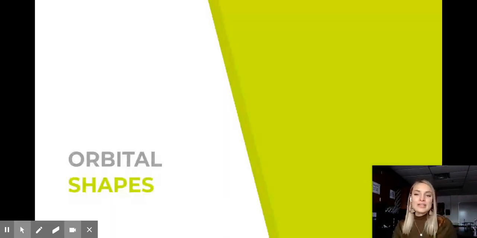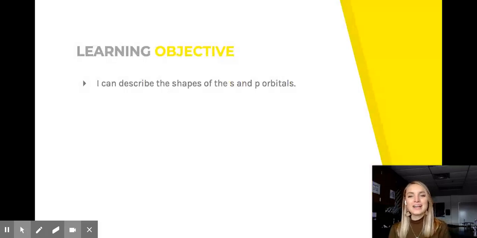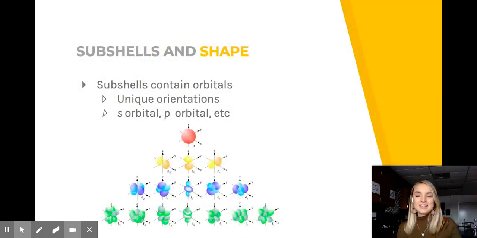So today we're going to talk about orbital shapes. This is building very much off of what we talked about yesterday. We're not going to go too into detail about this. If you want a lot more detail, if you want some of the mathematical descriptions, you're welcome to look in your textbook. They've got some really good graphical depictions of the things that I'm talking about here. Our learning objective is: I can describe the shapes of the s and the p orbitals. Nice and simple. Yesterday we talked about shells, subshells, and orbitals, and we clearly delineated each of those terms.